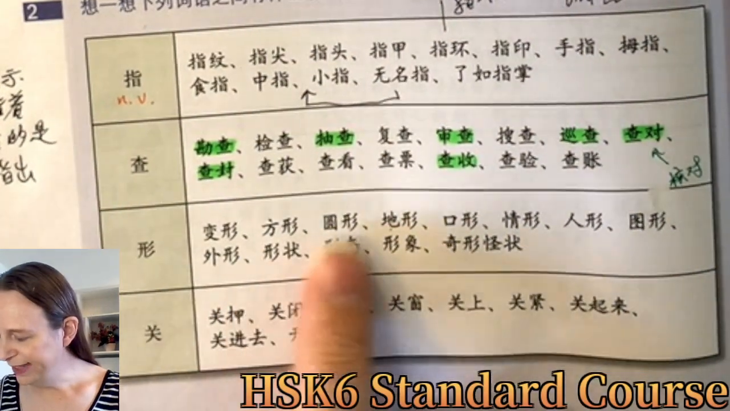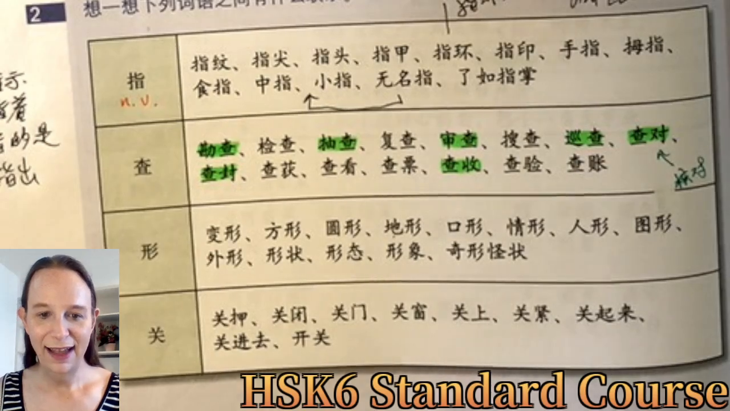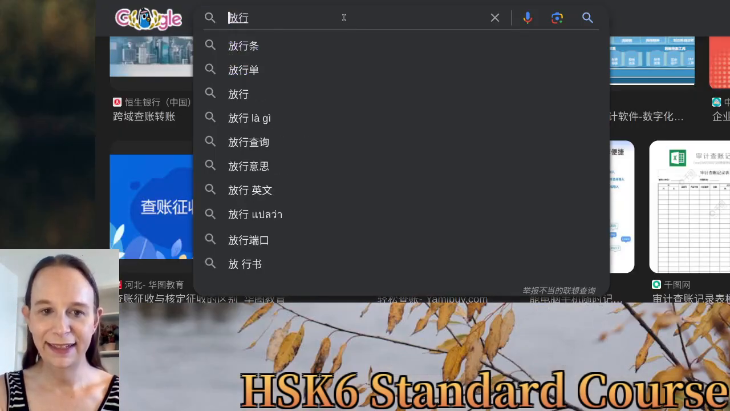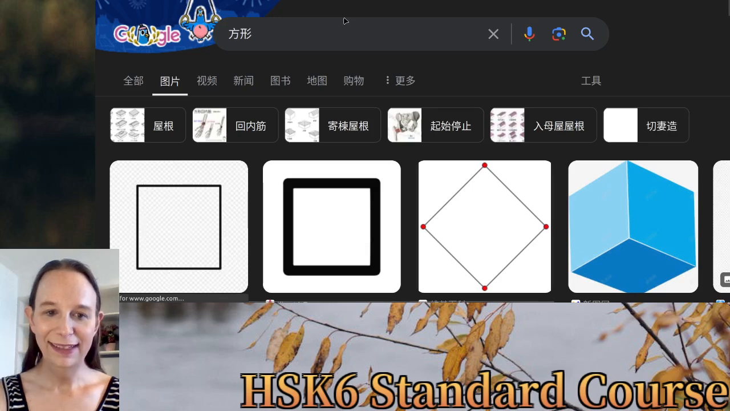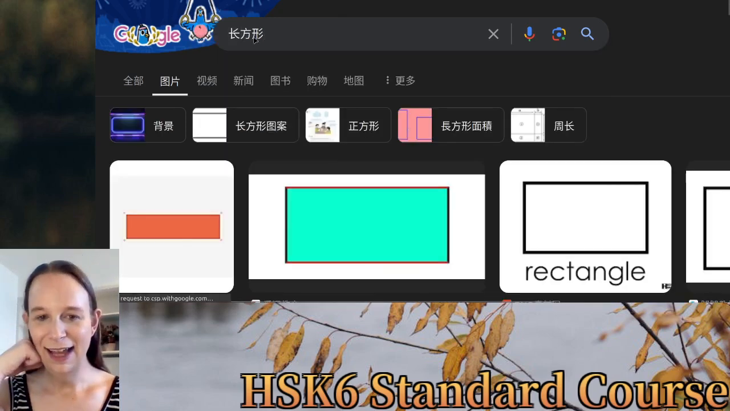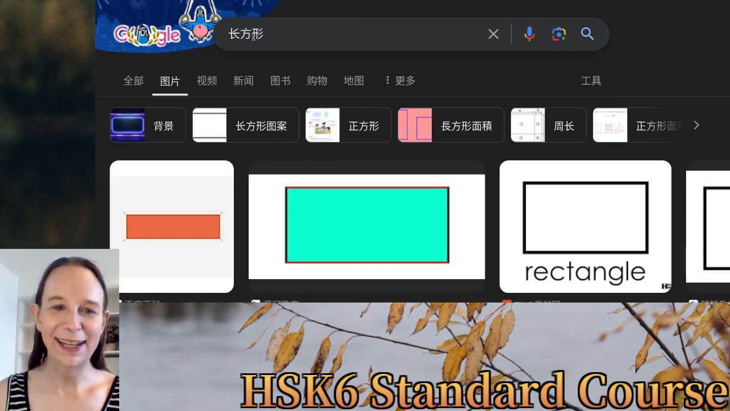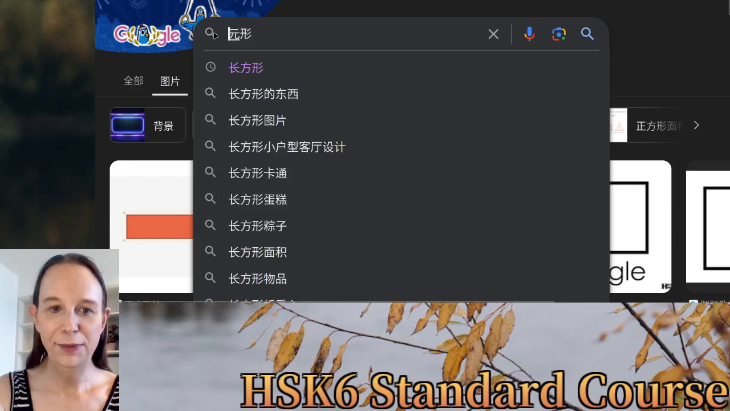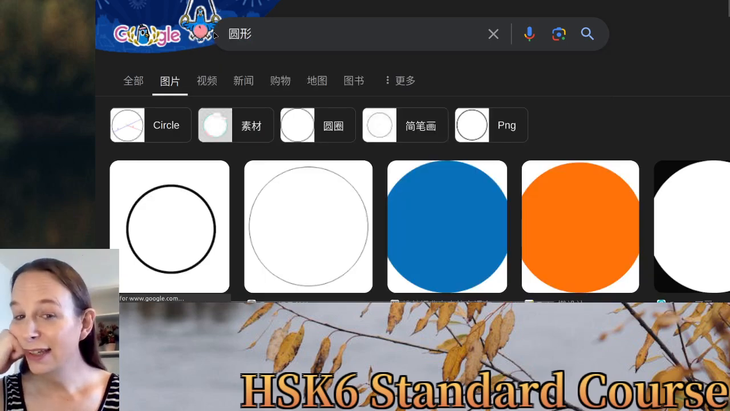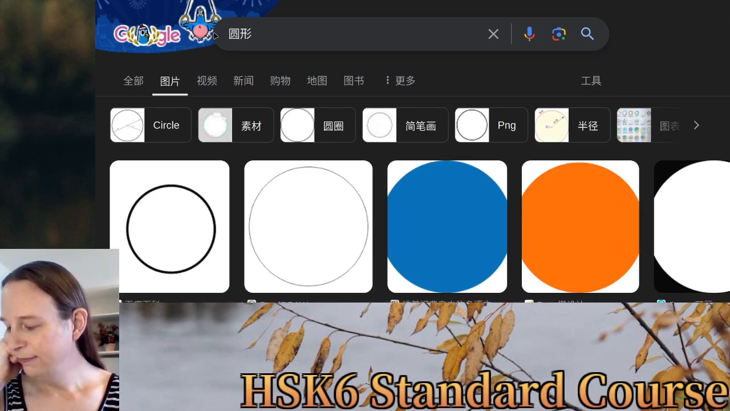Okay, some of them are pretty easy. 方形, 圆形. You probably know some other shapes. 方形, square. 长方形, a long square or a rectangle. 圆形. Round shape. What's a round shape? It is a circle.